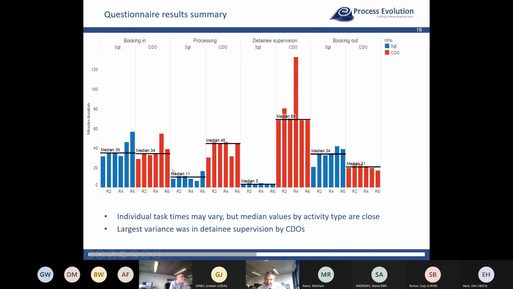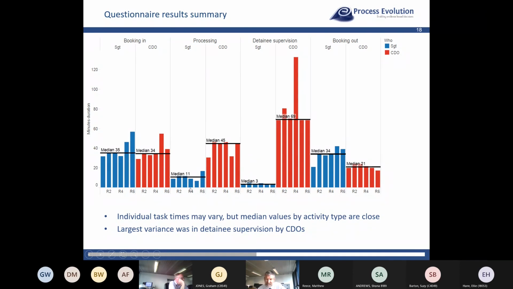We've then got forensic processing. So the sergeant's not involved much in forensic processing. That's mainly the CDO taking 45 minutes. And then in terms of detainee supervision, well, it's all down to the CDO here, making meals, giving them drinks, water, checking on them. They're spending about 70 minutes compared to the sergeant's 3 minutes on average. And likewise for booking out, we've got a 34-21 minute split. So that's all very interesting stuff.